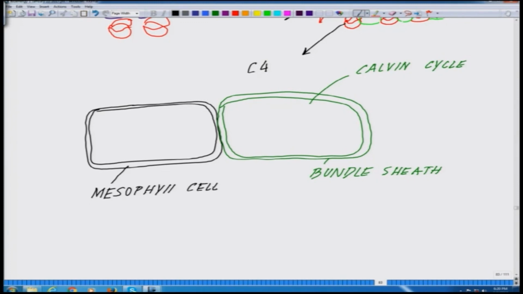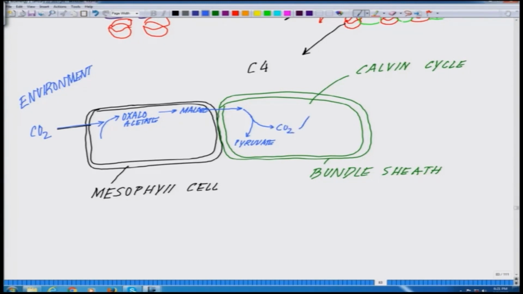So, the mesophyll cells are in direct contact with the air. So, here you are having CO2 coming from outside. So, this is the environment. CO2 is entering. Upon entering, the CO2 is converted into something called oxaloacetate. From oxaloacetate, it forms a molecule called malate. And this malate is transported into the bundle sheath cells, where malate transforms into pyruvate, and in that process it releases carbon dioxide, and this carbon dioxide eventually takes part in the Calvin cycle.